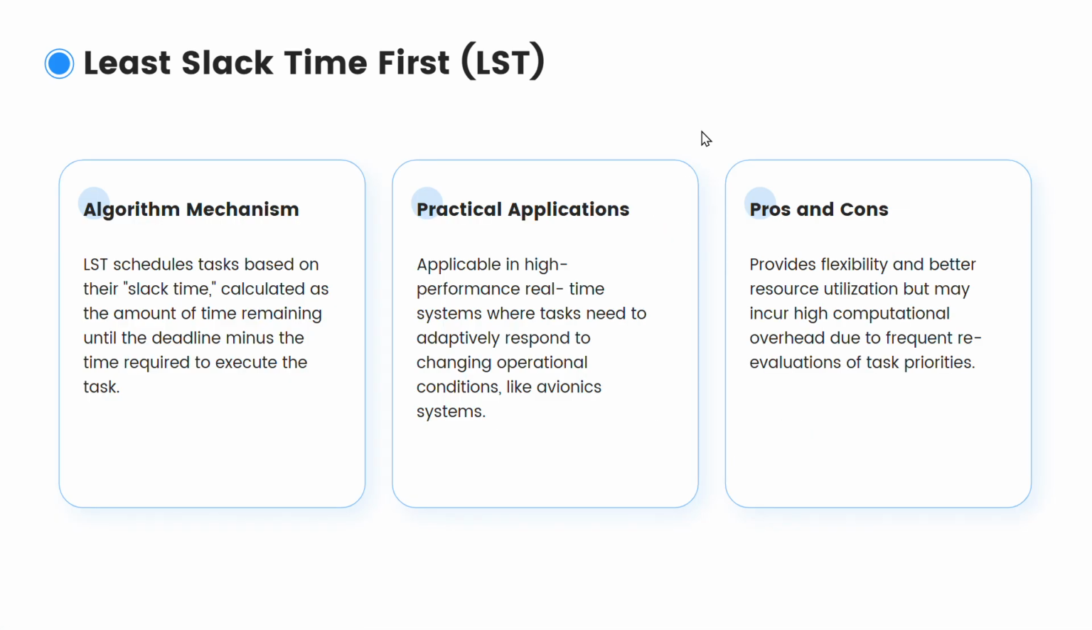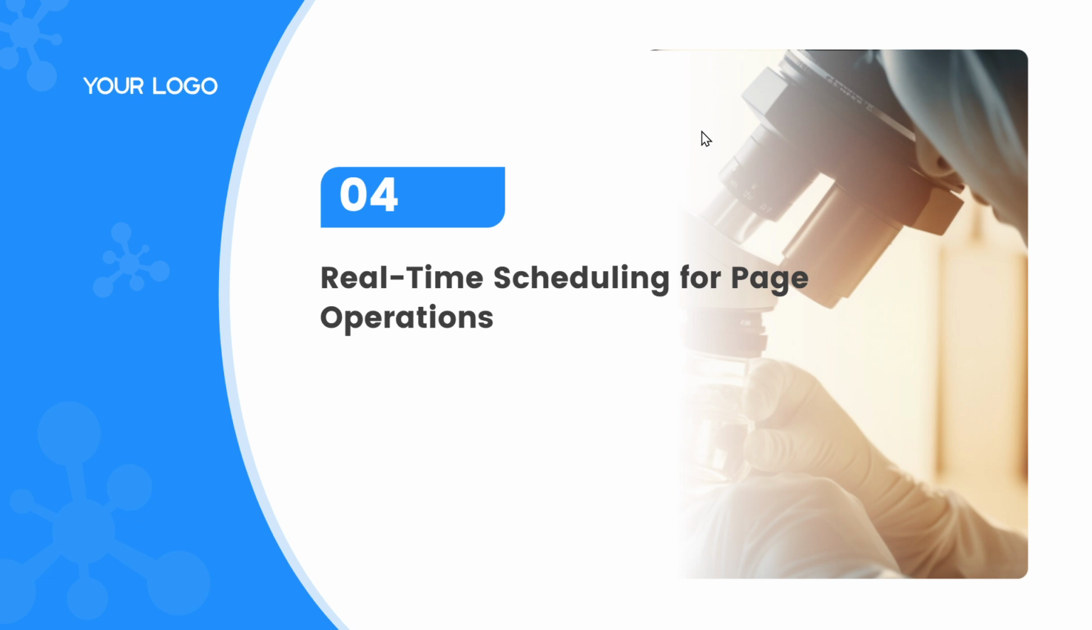Least slack time first, LST. Algorithm mechanism of LST: LST schedules tasks based on their slack time, calculated as the amount of time remaining until the deadline minus the time required to execute the task. Practical application: applicable in high performance real-time systems where tasks need to adaptively respond to changing operational conditions, like avionics systems. Pros and cons of LST: provides flexibility and better resource utilization, but may incur high computational overhead due to frequent reevaluations of task priorities.